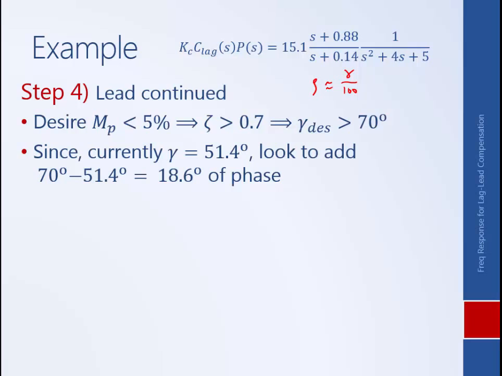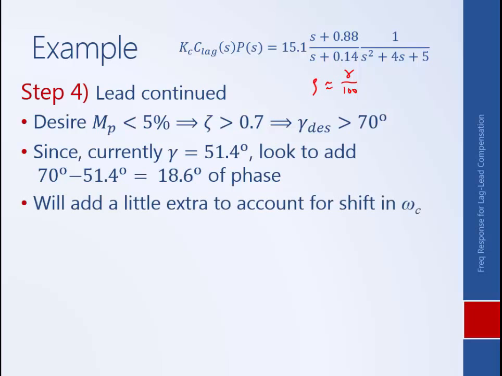If you recall, when we add the lead compensator, it's going to push the crossover frequency out some to a location where we're going to have less phase. So to account for that shift in crossover frequency, we're going to add a little bit extra to this 18.6. And so let's say we're going to shoot to add about 25 degrees of lead to our phase margin that we've already achieved.